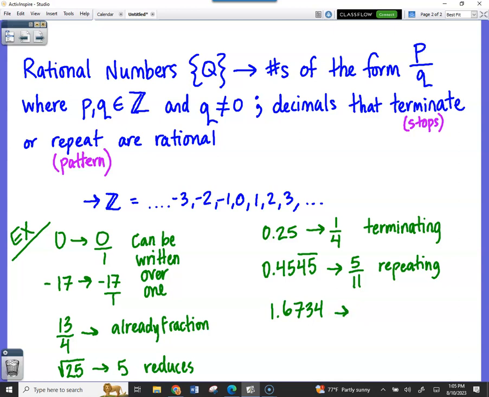For now, though, let's just write it as a mixed fraction. So it has a whole part of 1, then it has a fractional part of 6, 7, 3, 4. Then you've got to count the placeholder. Remember, it just tacks on a 0. So this is 10, 100, 1,000, 10,000. And then we made a note that this is terminating.